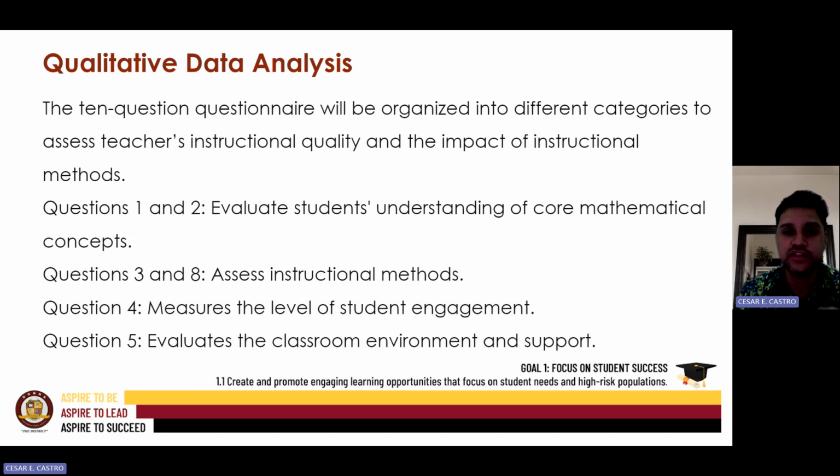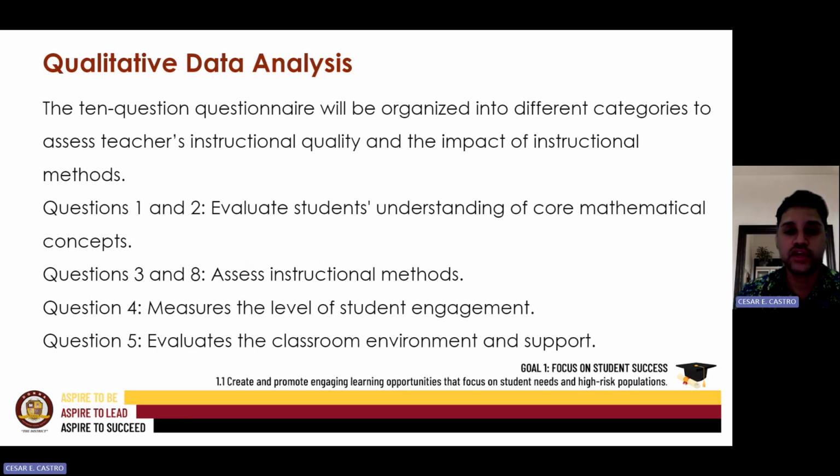Now, let me emphasize something. We don't know which one is the most critical, or one of the most critical standards. But once we get that information from the quantitative study, we will be able to generate that specific question for the students. Now, question number 3 and 8, assess instructional method.